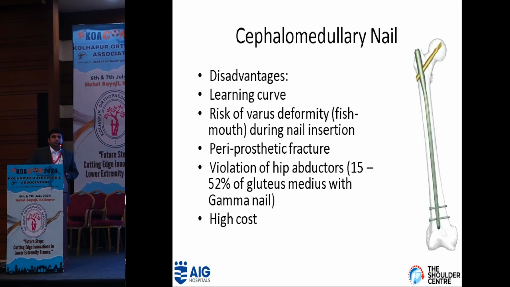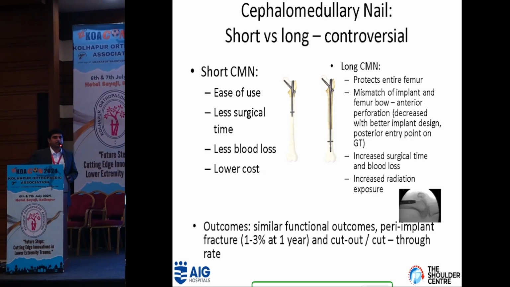There is a risk of periprosthetic fractures also. There is violation of the hip abductors. In one cadaver study, they found that around 15 to 50% of the gluteus maximus was violated during the entry of the cephalomedullary nail. And of course, it is more costly as compared to the DHS.